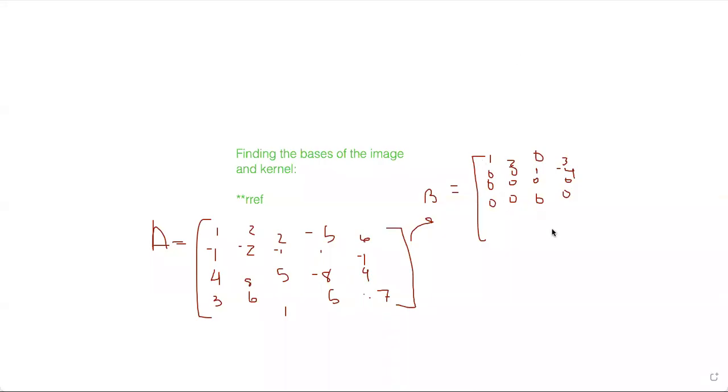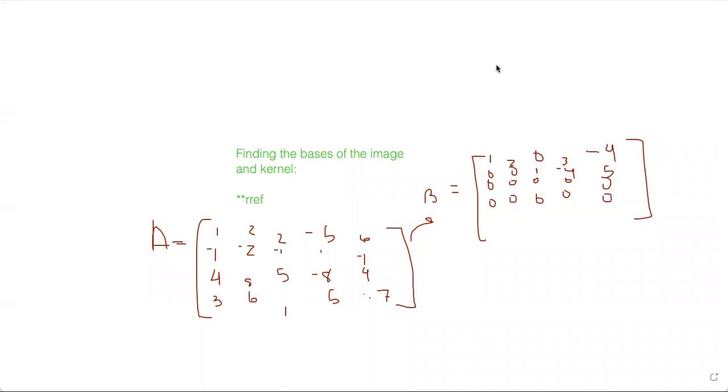Hey guys, okay, so we're back with lesson 3.3 and the ending. So we're finding the bases of the image and kernel using the reduced row echelon form. Here I've drawn out a matrix and started to draw out the reduced row echelon form, which I'm going to proceed to finish doing very quickly. 4, 5, 0, 0.